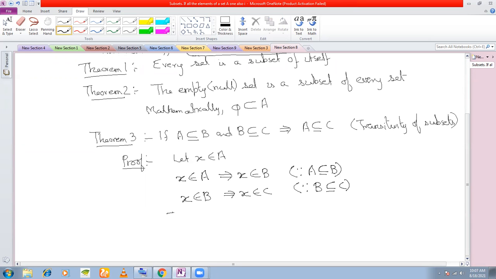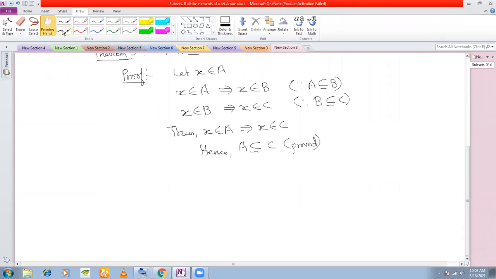That means X belongs to A implies X belongs to C. And by definition, if X belongs to A implies X belongs to C, that means A must be a subset of C. Okay, so that is proved. This was just a small proof based on this mathematical result. Okay, we discuss the next theorem on subsets.